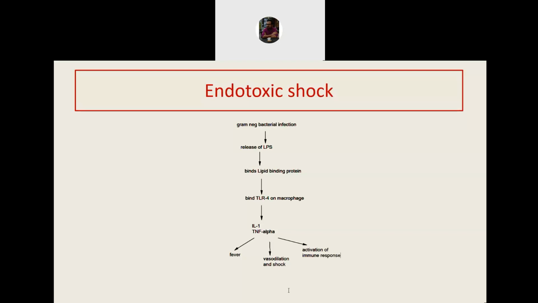So as there is vasodilation, there is fall in blood pressure and distributive shock. In endotoxic shock, the blood pressure reduces by so much that we have to give vasoconstrictor agents. Sometimes noradrenaline or dopamine can be given to counteract this. Along with that, antibiotics must be given in proper dose to prevent the infection.